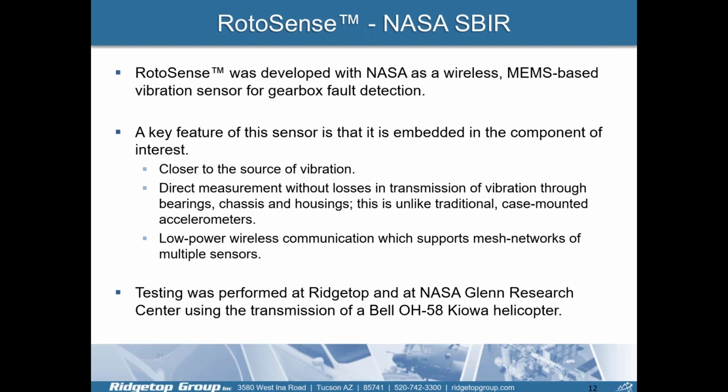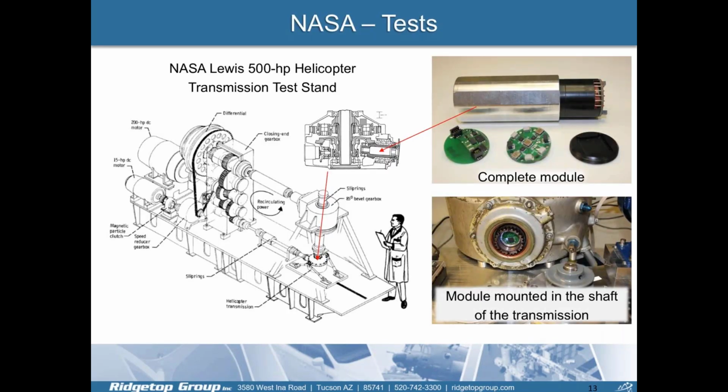Testing was performed at both Ridgetop and the NASA Glenn Research Center using the transmission of a Bell OH-58 Kiowa helicopter. So if we look at some of the testing that we did, you can see in the upper right, that's the RotoSense Series 1000 module and being embedded in that particular pinning gear system. And on the left, you can see where it's intertwined with that rotating shaft.